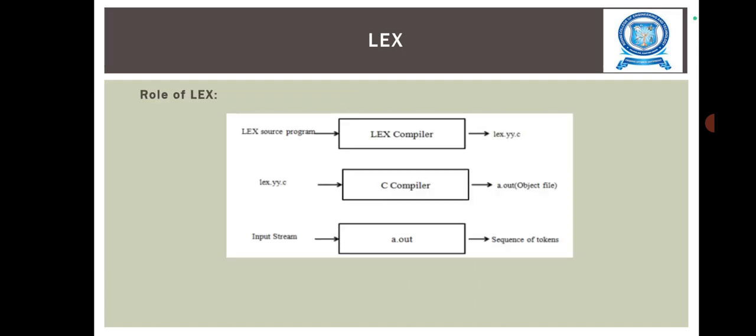Role of Lex. Here, first you are going to write one source program in Lex. During the compilation, the file name is changed to lex.yy.c. After that, with the C compiler, your file name is changed to a.out, that is your object file. After that, the object file is run, then you will get the sequence of tokens.